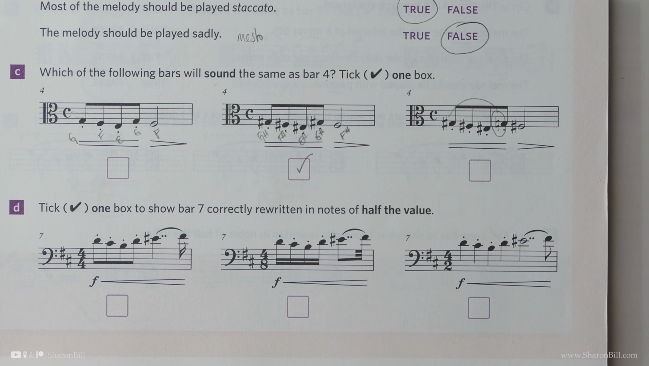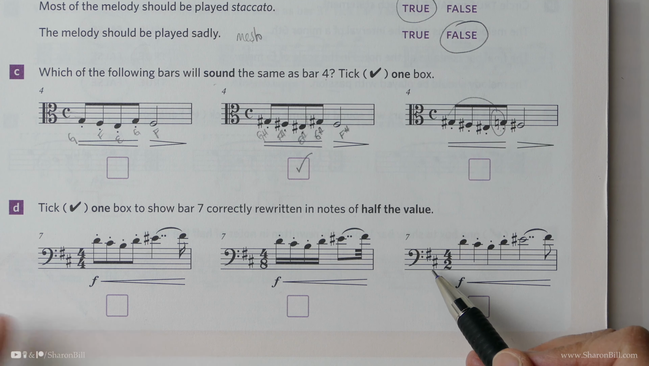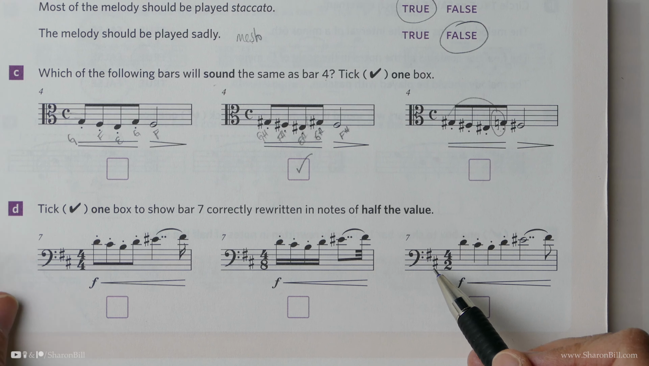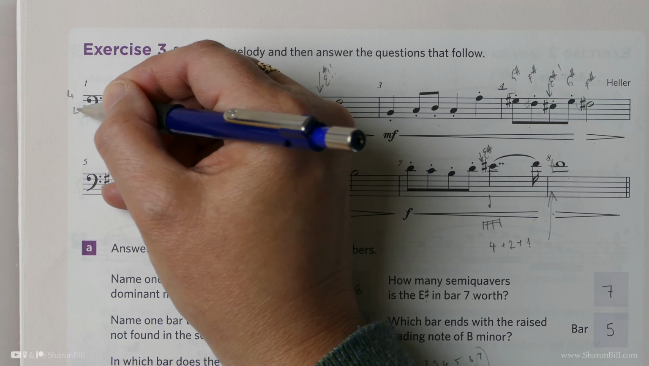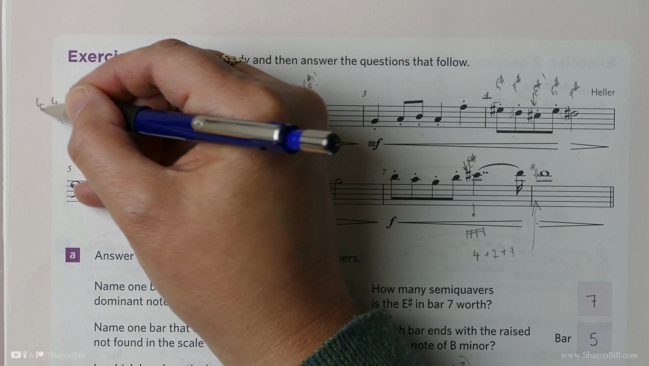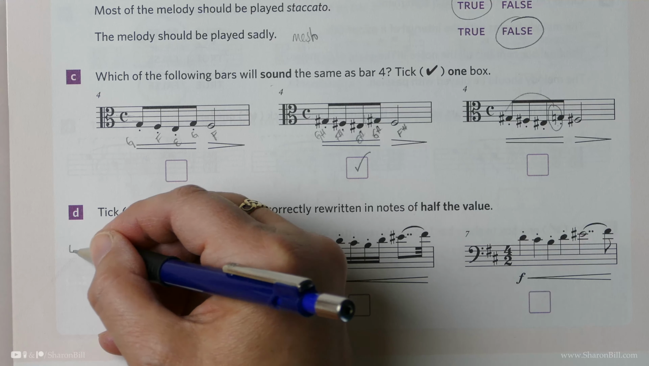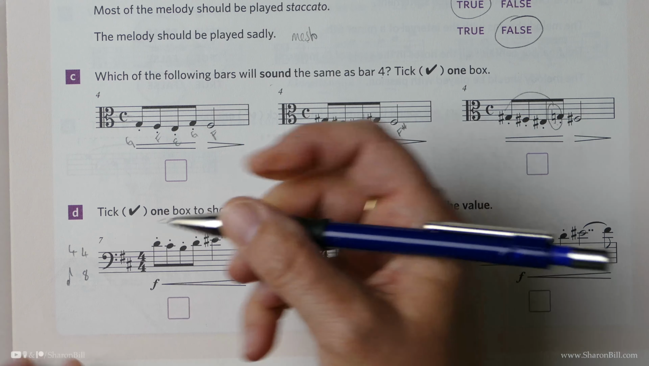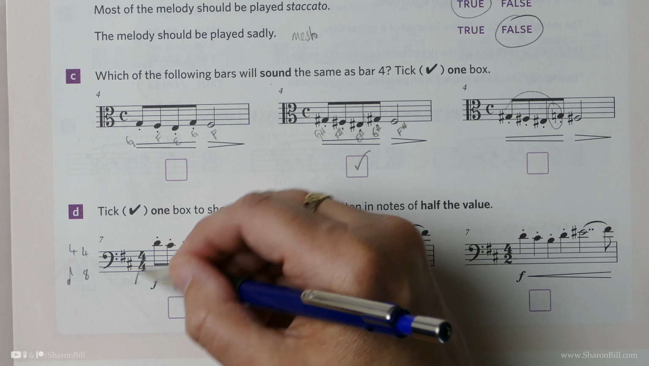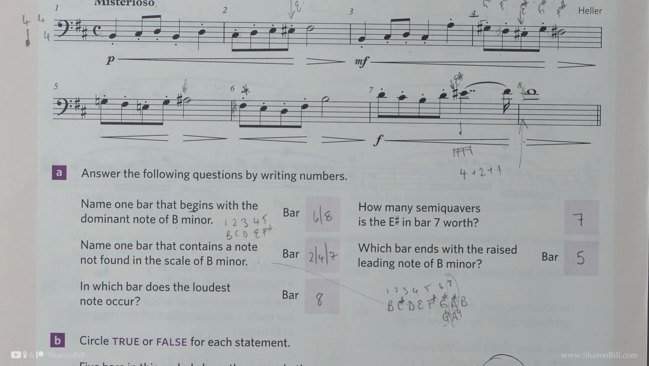And finally, let's look here at exercise 3D. Which of these shows bar 7 correctly written in notes of half the value? So our time signature is 4/4 common time, which means 4 crotchet beats per bar. And so to halve that, we're going to have to go to 4 quaver beats per bar, which is 4/8. And so straight away, that won't do. Let's look at bar 7. What should these notes look like?